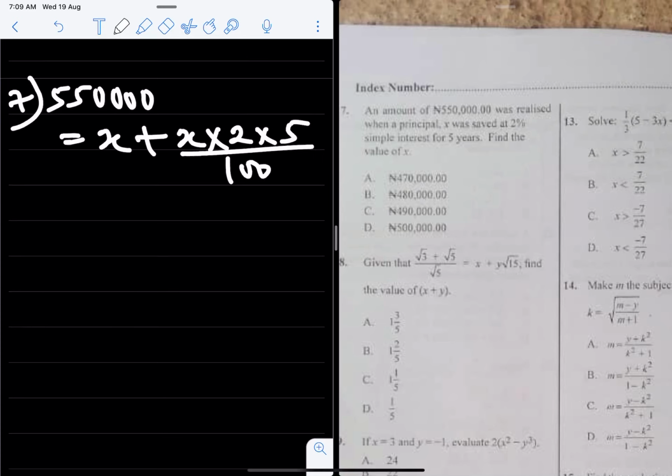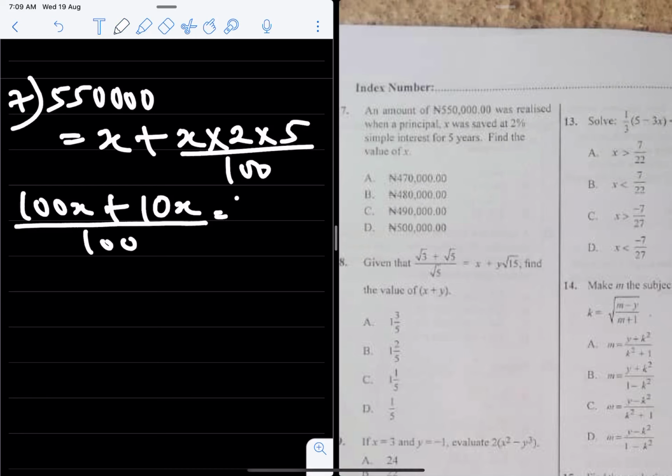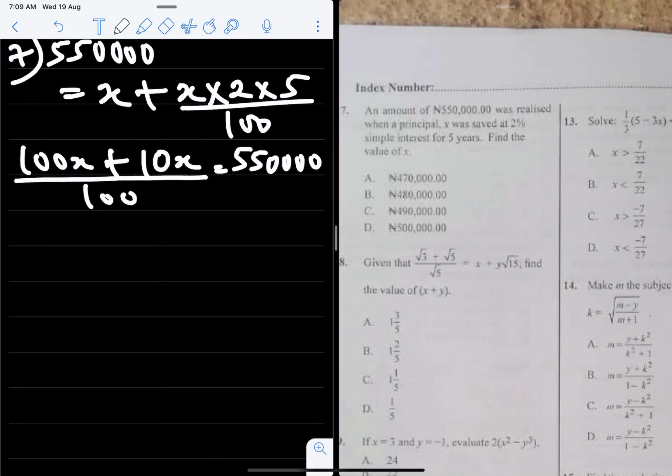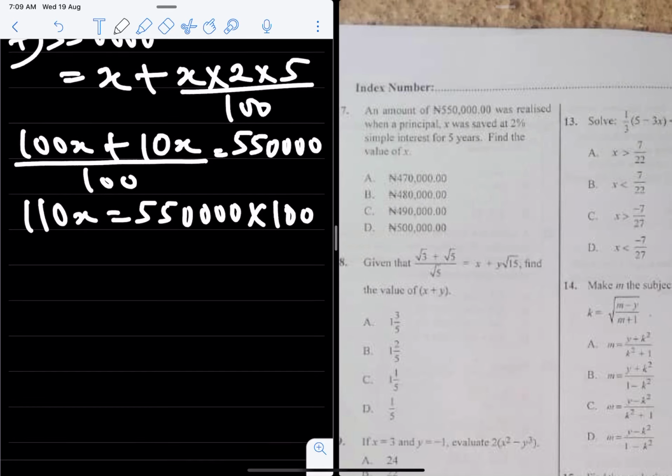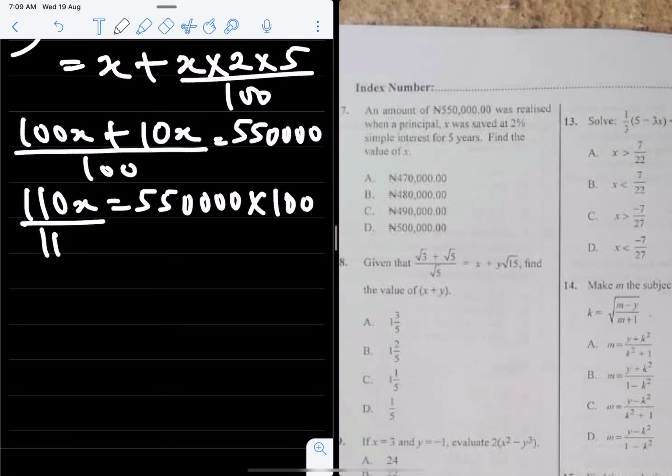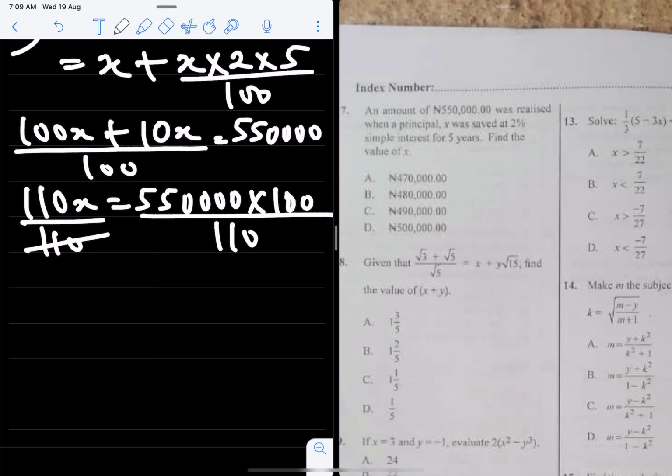And that simply means 100x plus 10x over 100 equals 550,000 naira, which simply means 110x equals 550,000 times 100. And now you divide both sides by 110 to get x.